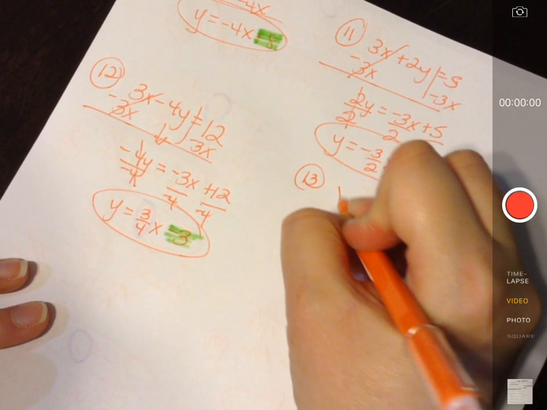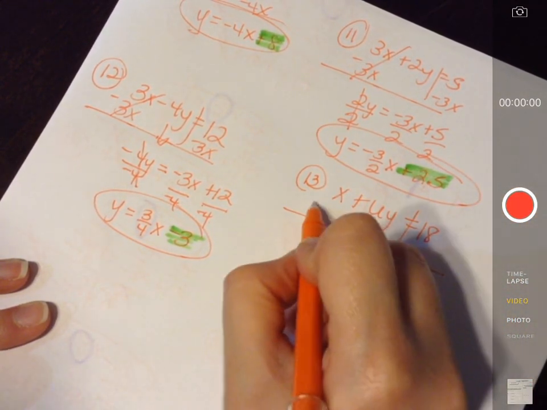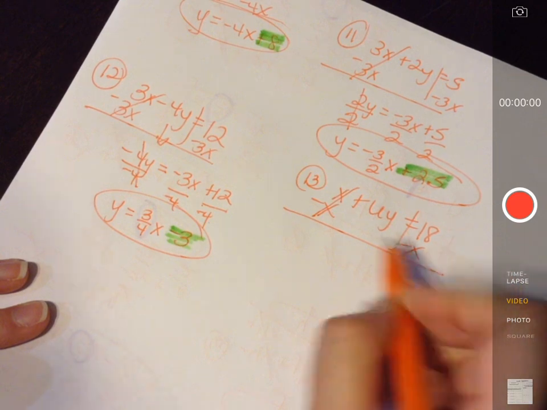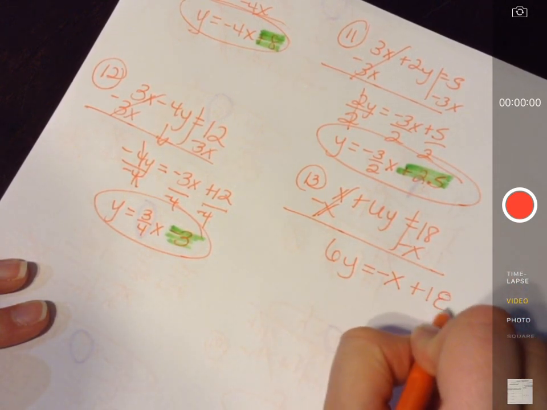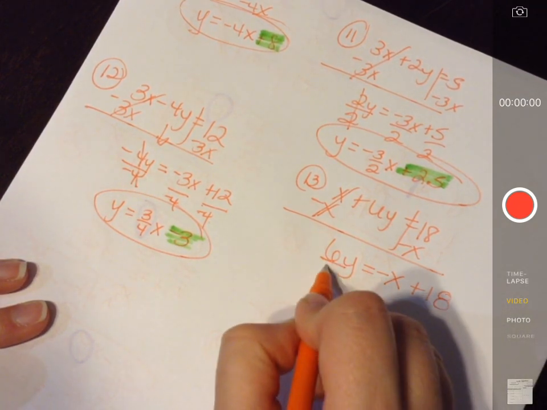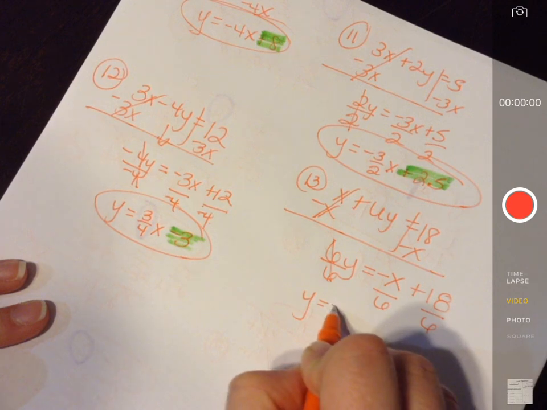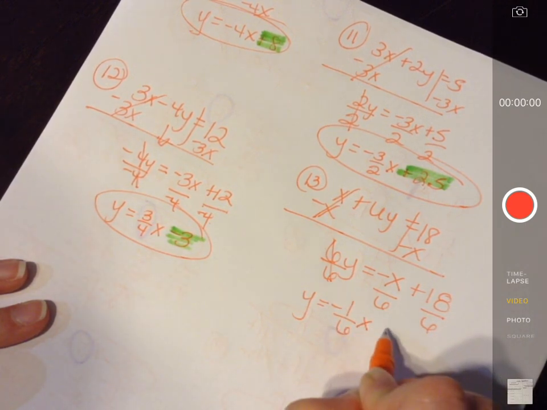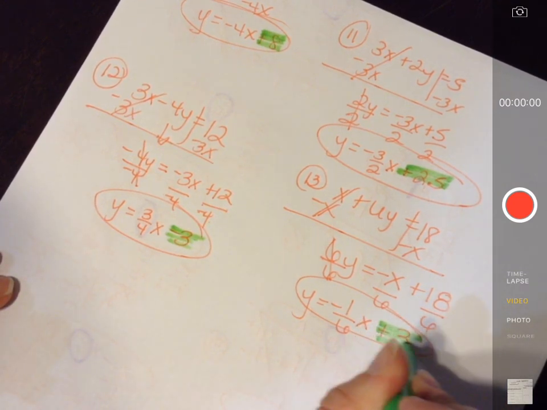Number 13, x plus 6y equals 18. I would subtract x, leaving me with 6y equals negative x plus 18. Divide everything by 6. y would equal negative 1/6 x plus 3. My intercept would be 3.